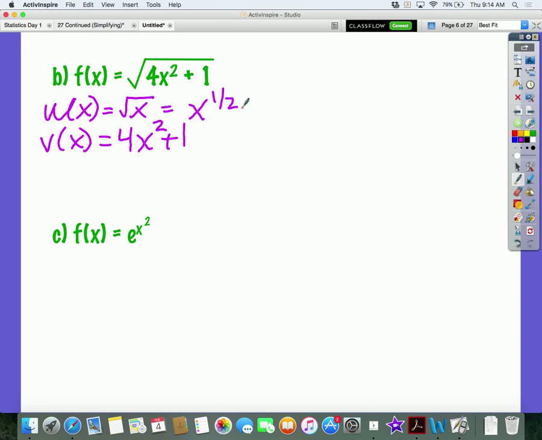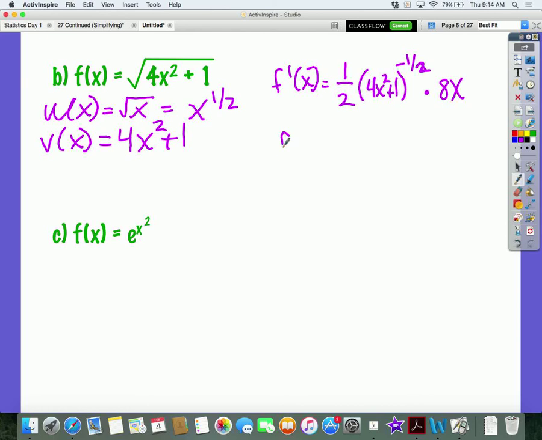So when we take the derivative of the outside function, raise your hand. What is the derivative of the outside function, Matthew? What's the derivative of this function? But instead of writing an x, what am I going to write? 4x squared plus 1. And then you multiply that by the derivative of the inside. What's the derivative of 4x squared plus 1, Sarah? There you go.